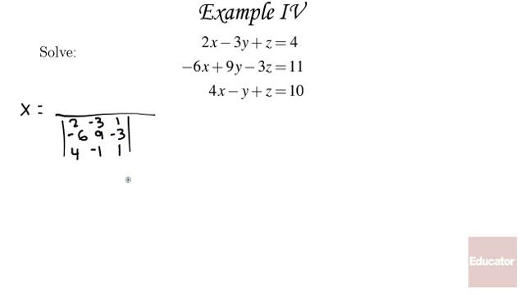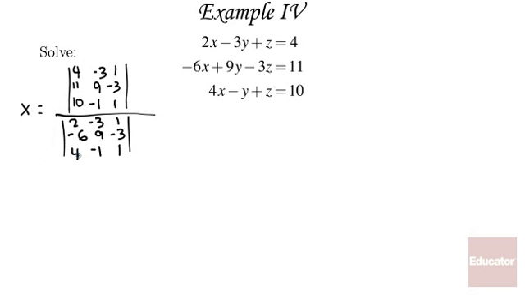Okay, in the numerator, I'm looking for x, so I'm going to keep the y and z columns just as they were. And I'm going to go over here to the x area, and I'm going to substitute the constants 4, 11, and 10. Now, I'm going to again use the diagonal method, and I'm actually going to start with the denominator, and you'll see why in a minute, why you should always start with the denominator and how it can save you work. So I need to find this third order determinant.